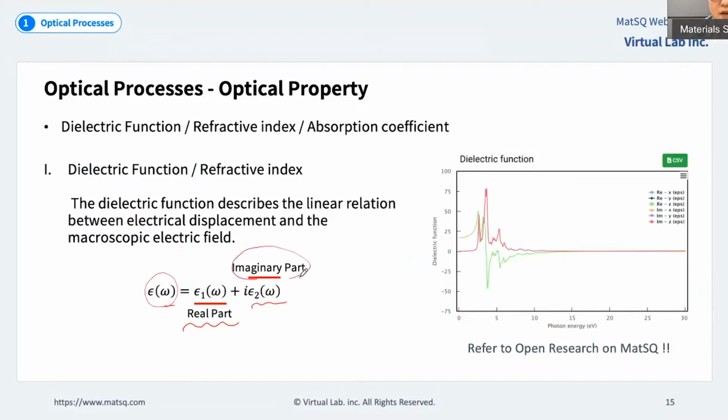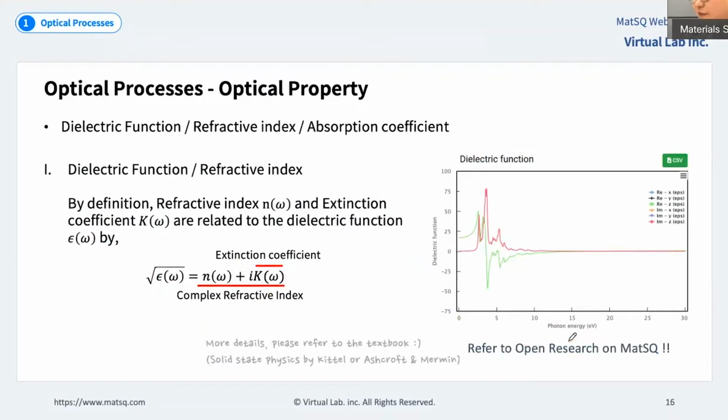Usually the dielectric function is plotted as a function of photon energy. This figure shows the dielectric function evolution as a function of photon energy. This can be achieved very easily on Materials Square. By definition, the refractive index n(omega) and extinction coefficient k(omega) are related to the dielectric function epsilon(omega) by this equation, this relation.